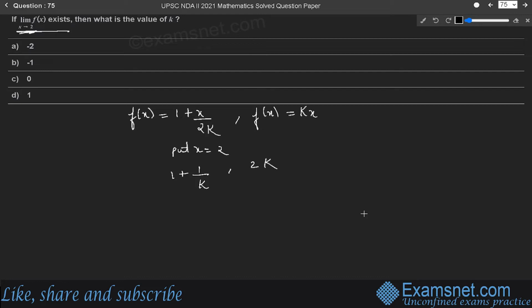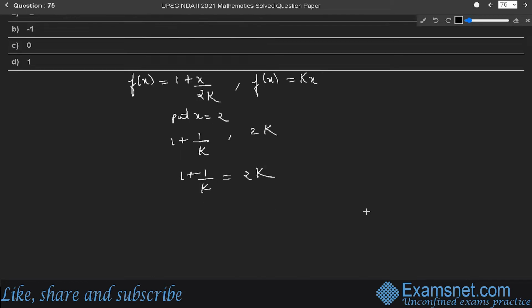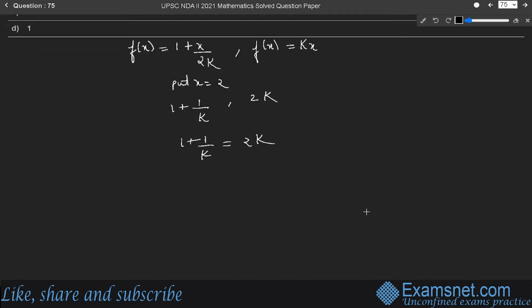Now both of these are equal. We know that it is the same function. So 1 plus 1 by k will be equal to 2k. So from here the equation will be formed, which will be k plus 1 is equal to 2k square, or we can write 2k square minus k minus 1 is equal to 0. So from here we can get the value of k.